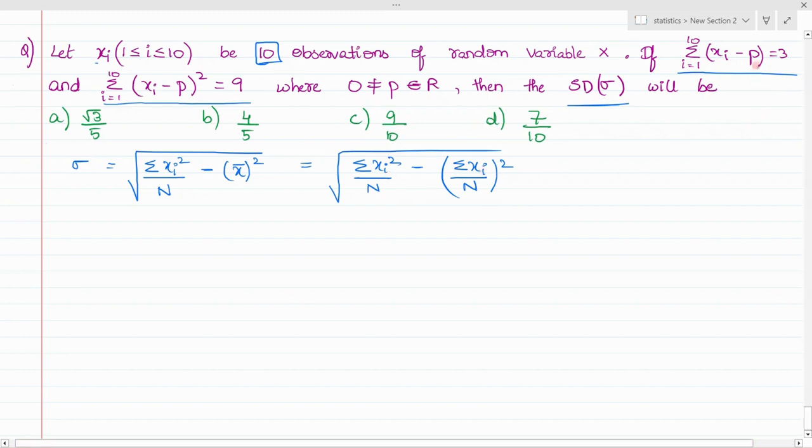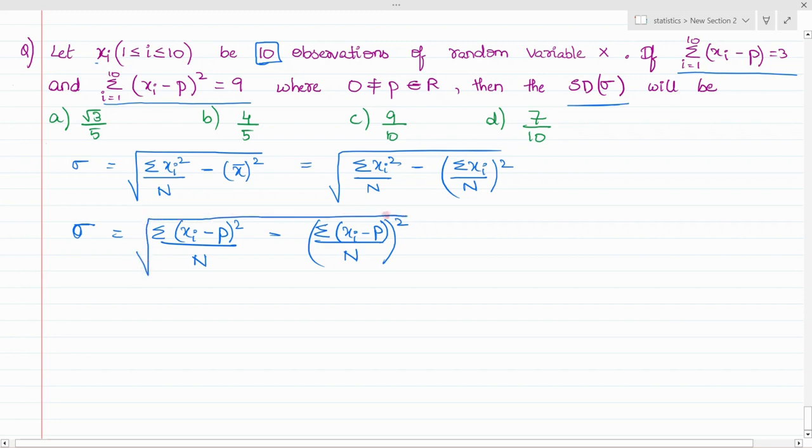But what values are given to us? When p is a constant value over here and it is subtracted, one thing you need to remember is that when we subtract or add a constant, the standard deviation doesn't change. So here also, standard deviation will be sigma xi minus p whole square upon n minus sigma xi minus p upon n whole square, and this all comes under the root.